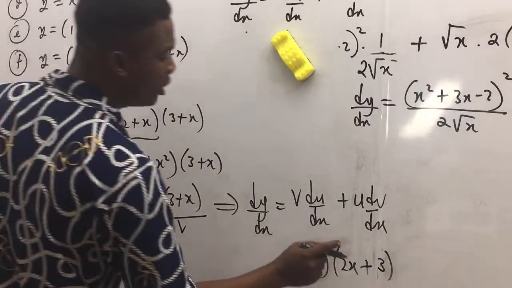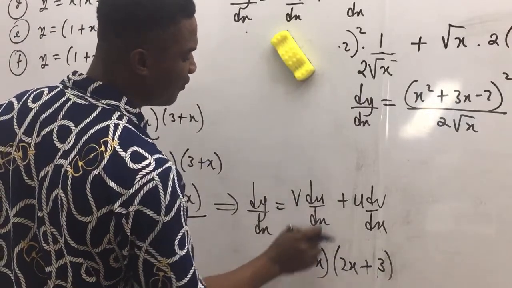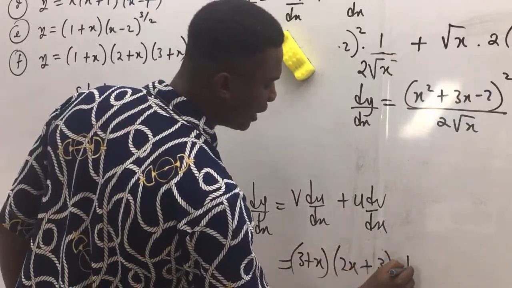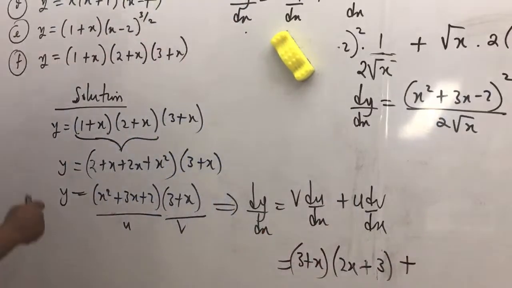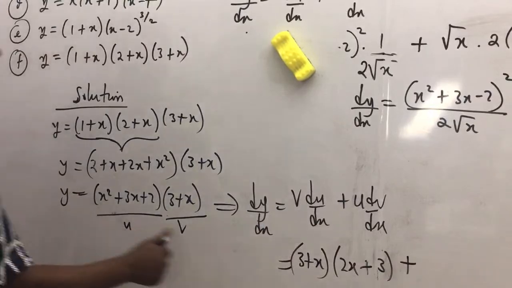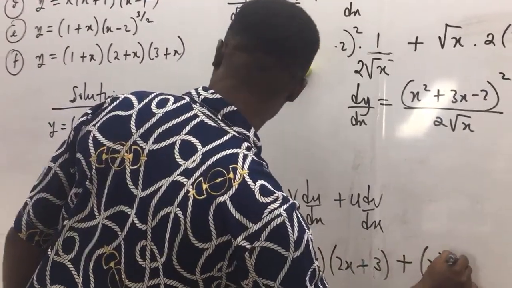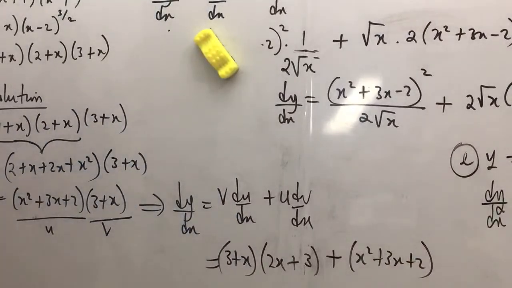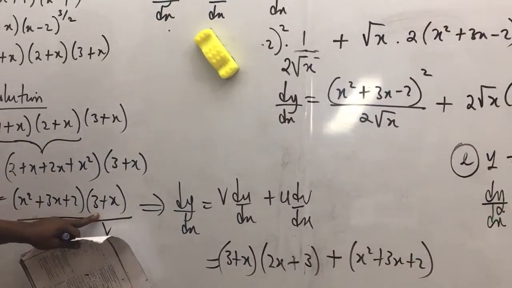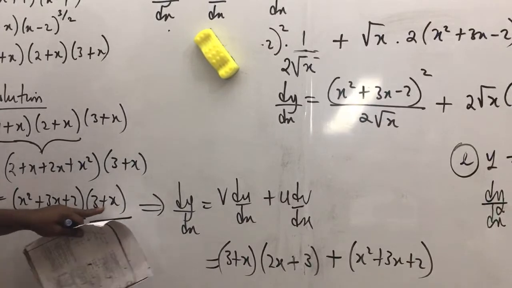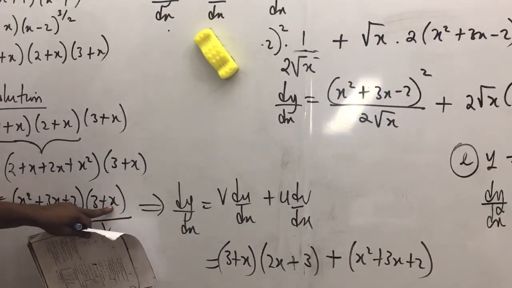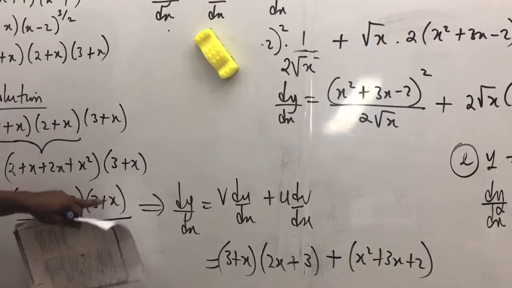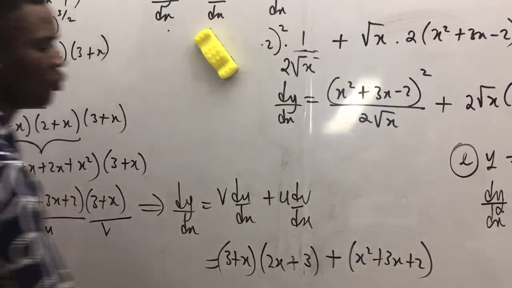Okay? Now, we have multiplied v with the derivative of u with respect to x. So let's go over to u. What is our u? Our u is x squared plus 3x plus 2. Now, what is your dv dx? Your dv dx is differentiating 3 plus x. When you differentiate 3, it gives you 0. When you differentiate x, the linear term here, the coefficient will be the result, and that is 1.